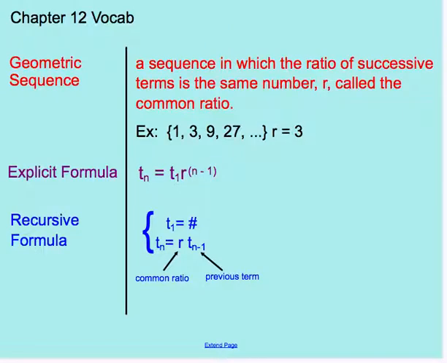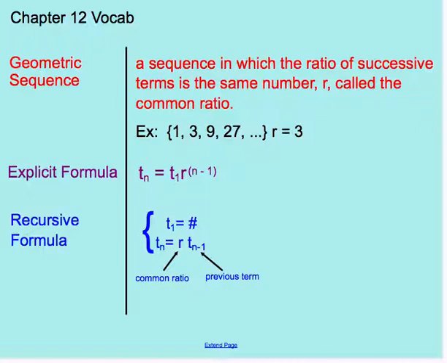Next, we're taking a look at what are called geometric sequences. So in an arithmetic sequence, you add the same number to each term. For a geometric sequence, you multiply each term by the same number. So our first example, we have a common ratio instead of a common difference of 3.